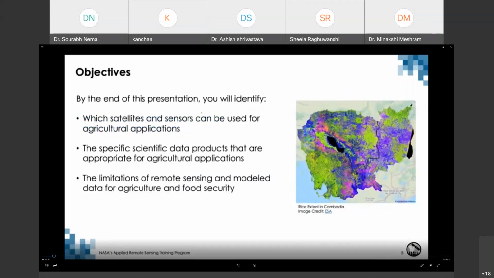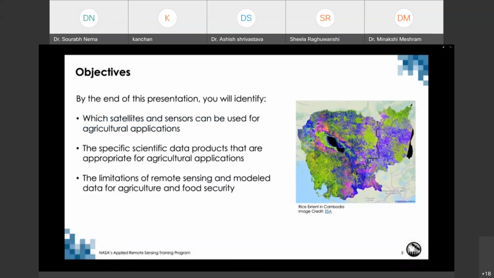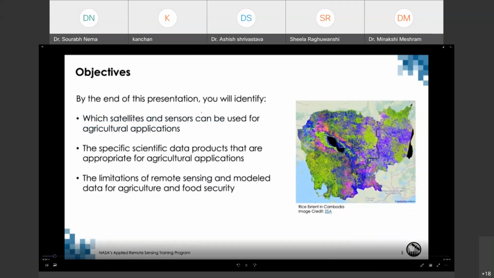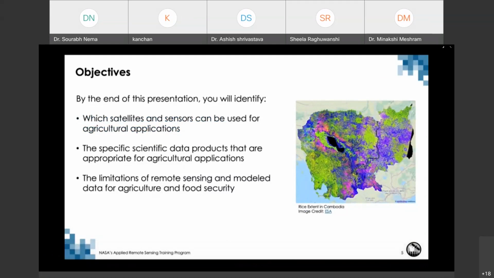The following are the objectives for Part 1 of this webinar series. By the end of this presentation, participants will identify which satellites and sensors can be used for agricultural applications, specific scientific data products that are appropriate for agricultural applications, and the limitations of remote sensing and modeled data for agriculture and food security.